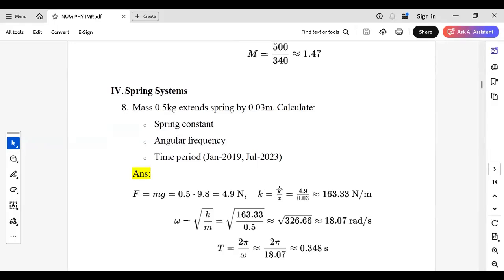You know what F is? It will be M into G, right? Because it's a spring under gravitational force. So the weight is 0.5 into gravity 9.8, so you get 4.9 newtons. After substituting that in place of F, you get 4.9. What is the displacement? 0.03, right? So K is equal to 163.33 newtons per meter.